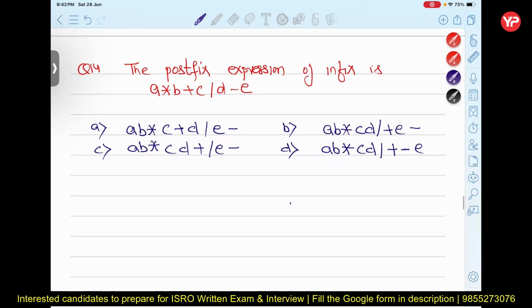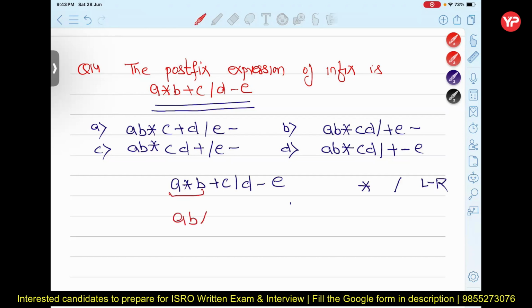The postfix expression of the infix. This infix is given to us and we are going to find the postfix. My dear students, you know that the expression is A star B plus C divide D minus E. Now, can you tell me which has the highest priority? We know that star and division have the same priority. So let's go with the associativity, that is left to right. That means we are going to solve the left expression first. And the postfix of this one is AB star. Postfix, not post order, postfix.